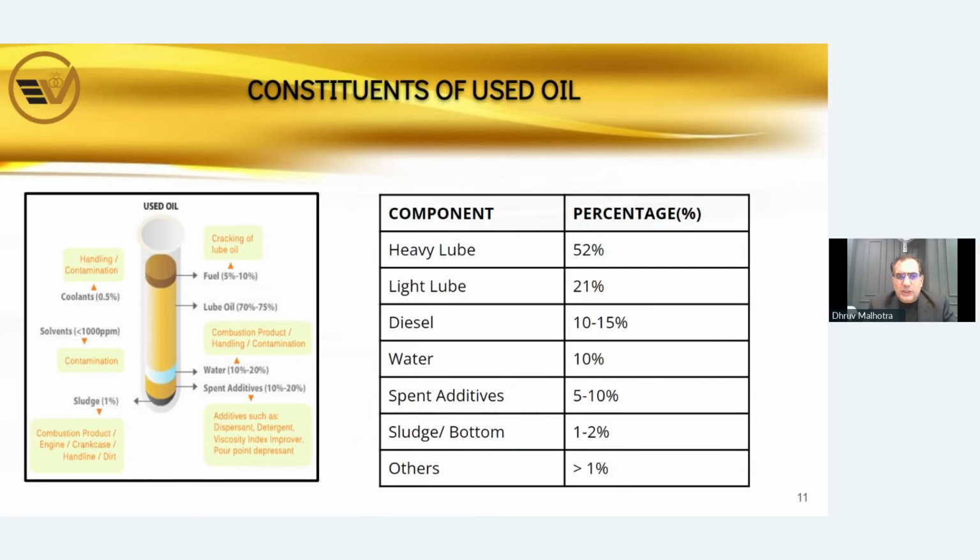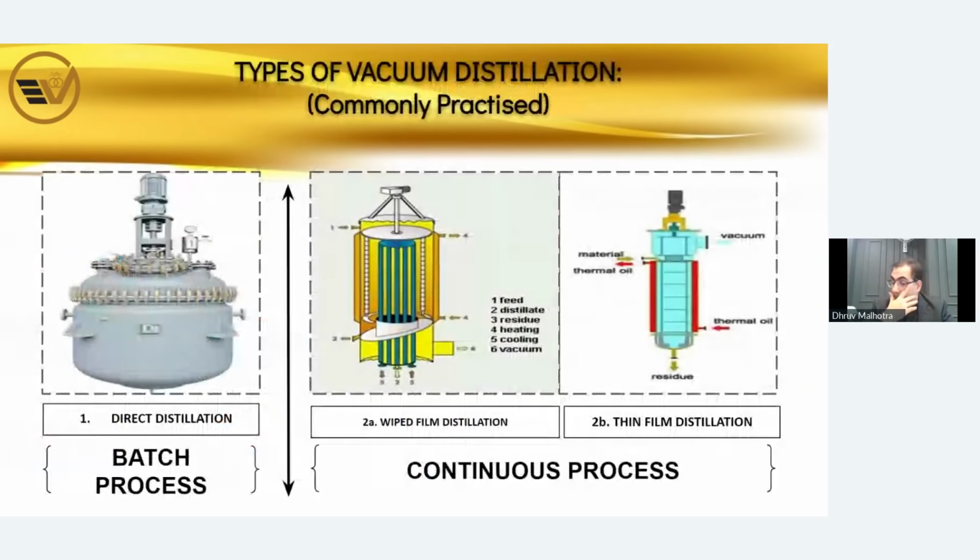Some amount of sludge, that is the residue at the bottom, carbon residue caused by hydrocarbon cracking, gets collected at the base. So this is the basic constitution of used oil.